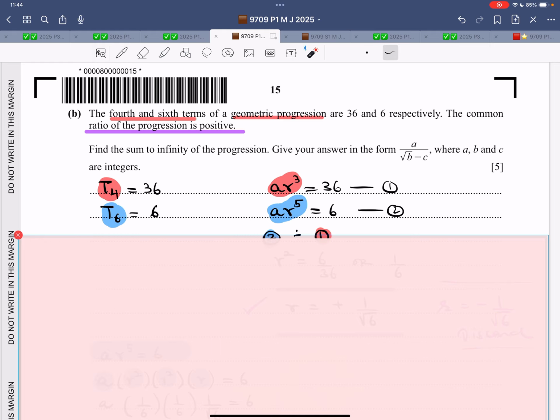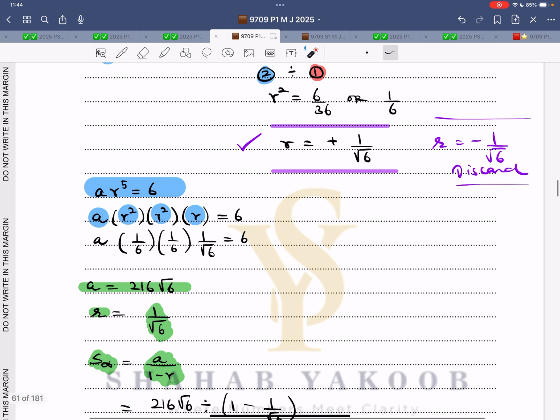So now when we take the even root of something, whether it's square root, fourth root, or sixth root, we always get a positive and negative sign. We are discarding the negative, we are keeping the positive. AR power 5 is 6, A into R square into R square into R. So I have written R square as 1 over 6, R square is 1 over 6, R is 1 over root 6 is equals to 6. So now it simplifies and A comes out to be 216 root 6.